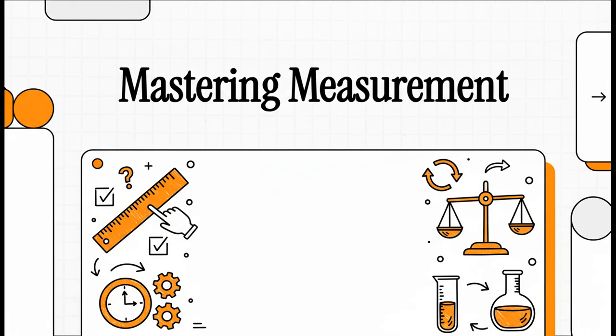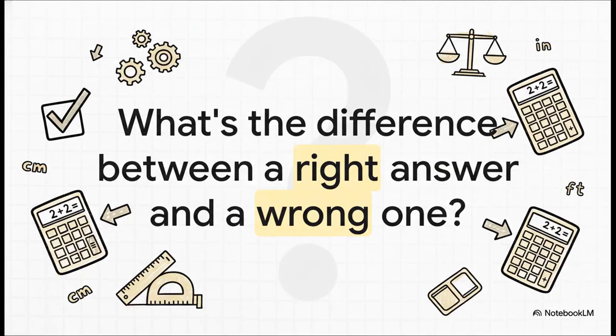Today, we are going to tackle a skill that, let's be honest, trips up pretty much everyone at some point, from students to actual scientists. We're talking about measurement. But it's not just about getting the numbers right. It's about really understanding what makes an answer truly correct. So let's dive in. So what is the difference between a right answer and a wrong one?